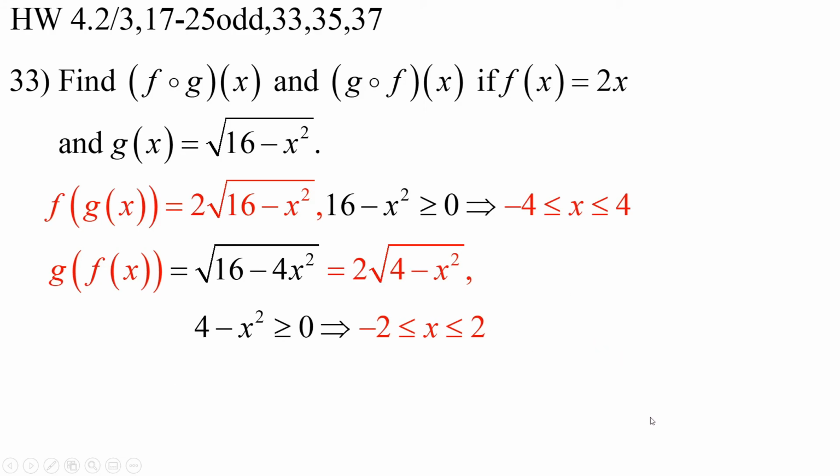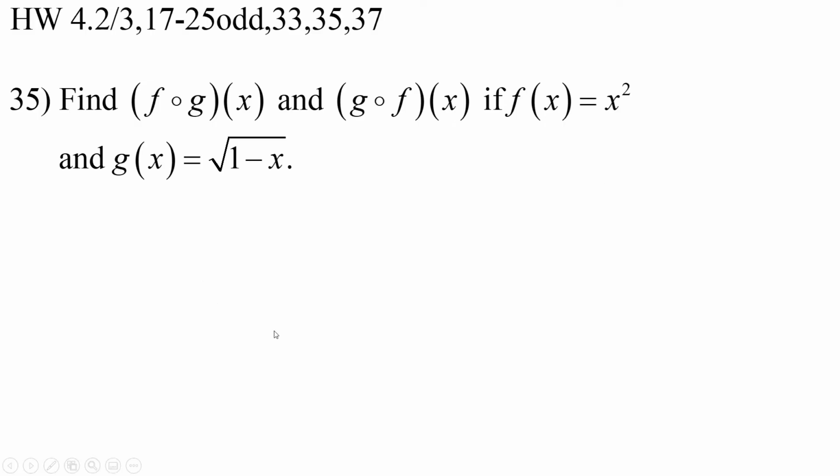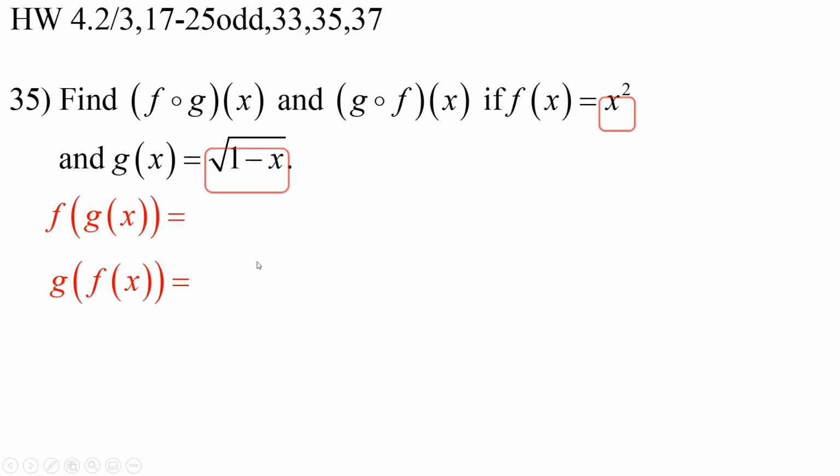That's a cool problem. All right, number 35. Find f composed with g of x and g composed with f of x if f of x is x squared and g of x is root 1 minus x. All right, well, let's go f composed with g of x as f of g of x, which means I'm going to take the function g of x, a radical function right there, and do what? f of that, well, f is a squaring function, so if I square a radical, don't I just drop the radical and get 1 minus x?